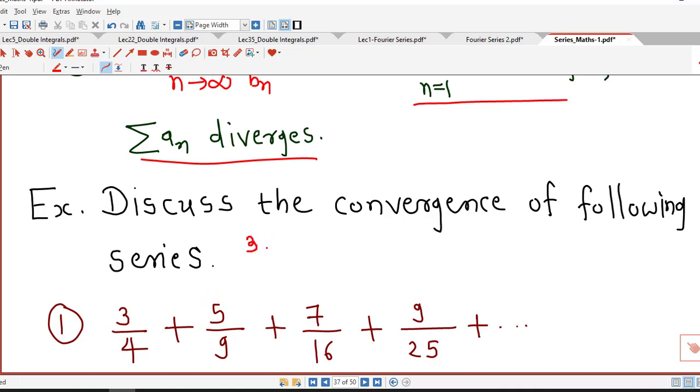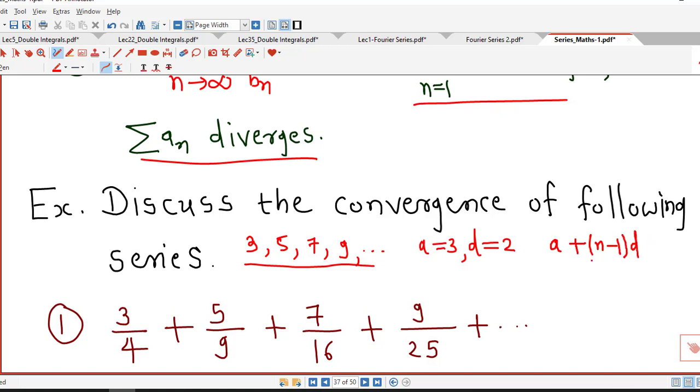We can see in the numerator we have 3, 5, 7, 9 and so on. So this becomes an arithmetic progression with first term a equal to 3 and common difference equal to 2, and we know that for an arithmetic sequence, the nth term is given by a plus n minus 1 into d. Here a is 3 and d is 2, so 3 plus 2n minus 2, which becomes 2n plus 1. So in the numerator we will write 2n plus 1. When n is 1 we have 3, when n equals 2 we have 5, and so on. Now in the denominator, in the first term we have 3 by 4.